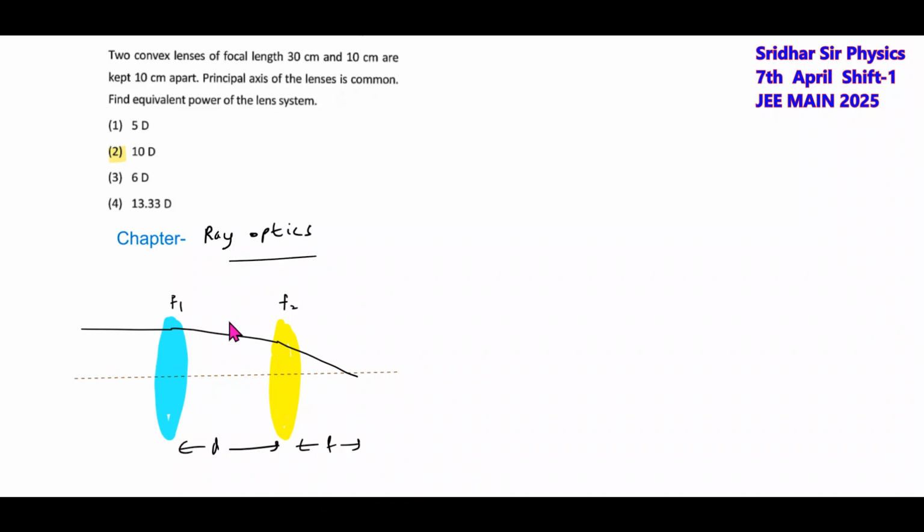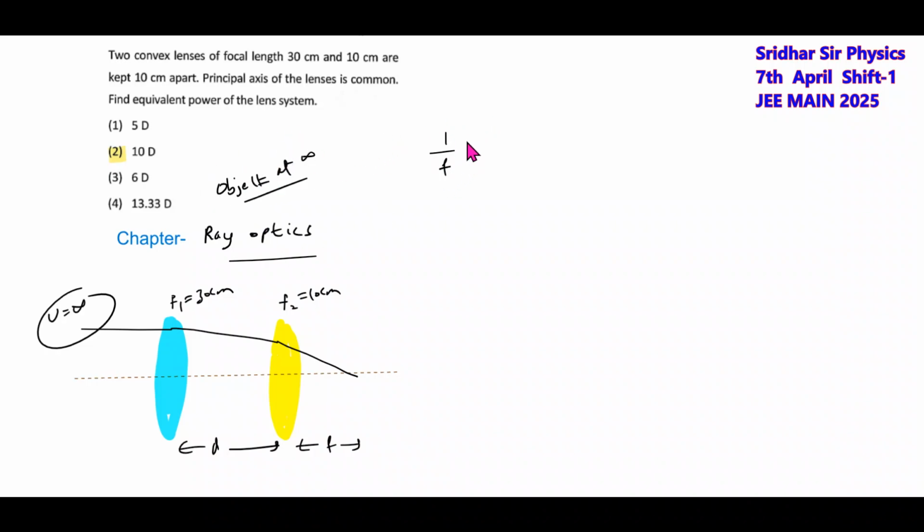This question is based on ray optics. Two convex lenses of focal length 30 cm and 10 cm are kept 10 centimeter apart. The principal axis of the lenses is common. Find the equivalent power of the system. This question is valid only when the object is at infinity. Object should be at infinity.